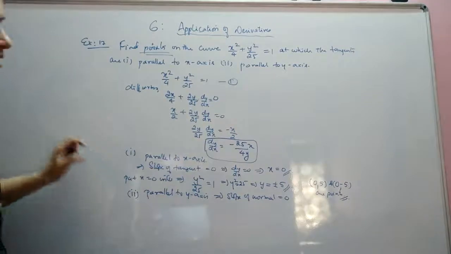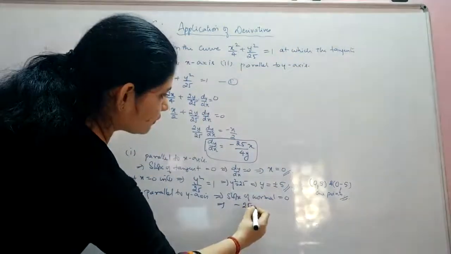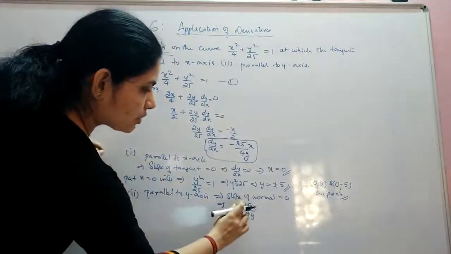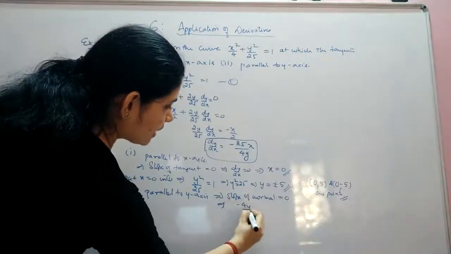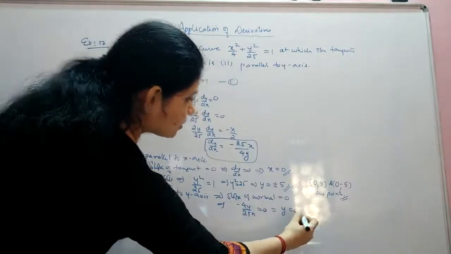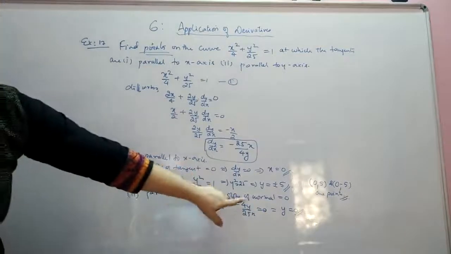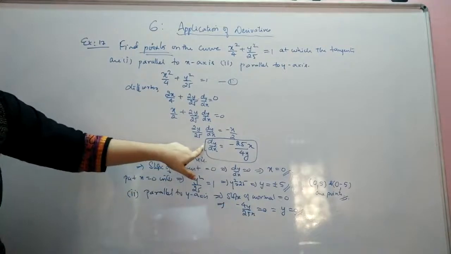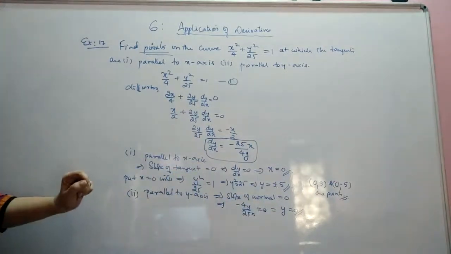So here you will get, this is actually dy by dx, which is minus 25x by 4y, and its reciprocal will give you minus 4y by 25x is equal to 0. And from here you will get y is equal to 0. Understood how you are getting y equal to 0? Because the slope of normal is 0 here, so the reciprocal of this equated to 0 will give you y is equal to 0.